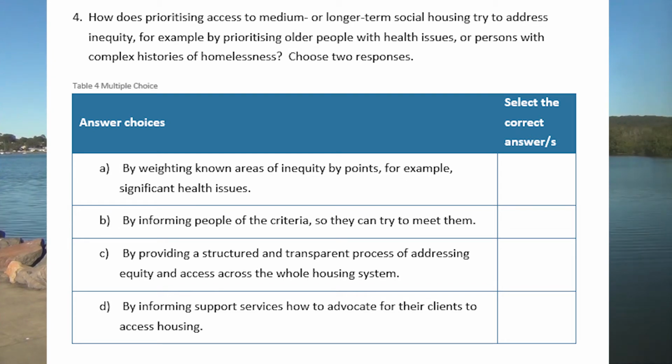By informing people of the criteria so they can try to meet them, that's not one. But by providing a structured and transparent process of addressing equity and access across the whole housing system is the other one. It's not D.